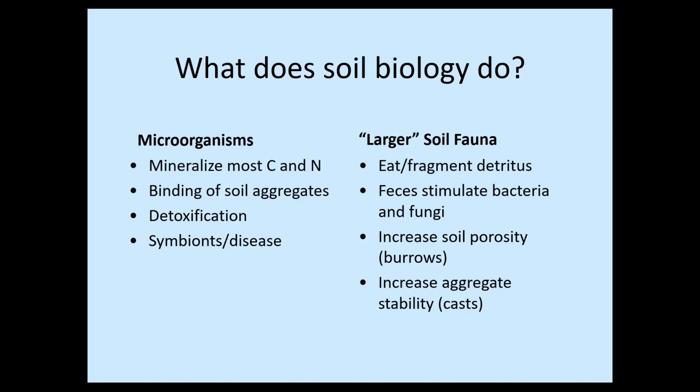So those are microorganisms. The comparatively larger organisms, and I'll show you a scale in a second, are doing things like shredding and decomposing the leaf litter and surface litter. Their feces, their poop, will help stimulate the growth of bacteria and fungi that helps with further nutrient cycling. They might make burrows, which increases soil porosity. And they might also increase aggregate stability themselves, like earthworms make casts.